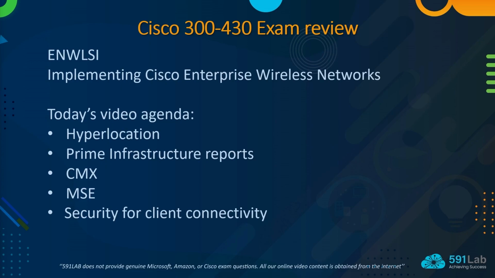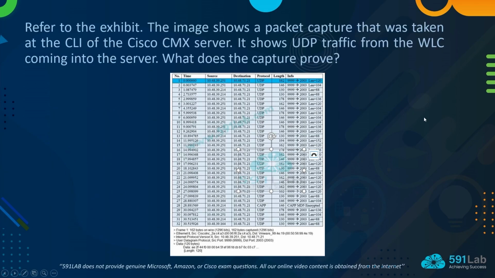Today we're going to talk about implementing Cisco Enterprise Wireless Networks. In today's video, we're going to talk about hyperlocation and how it can be implemented along with the wireless LAN controller, Prime Infrastructure reports, CMX, and MSE in order to accurately point out the locations of any clients connected to the controller, or any rogue devices that are trying to interfere with our networks. And also we're going to talk about security and security methods for client connectivity such as 802.1X. All right, let's get right into it.